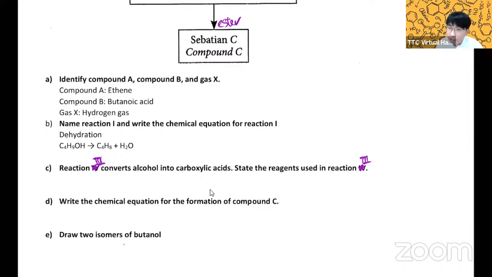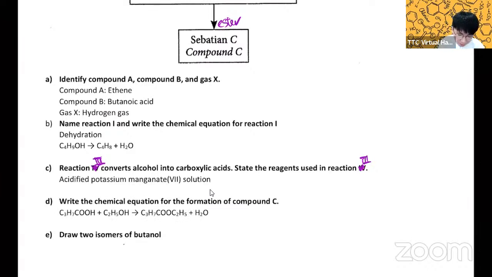Oxidizing agent. You get it? I add an oxidizing agent so that this agent can oxidize the chemical that I want. So what can I put? Acidified potassium manganate(VII), or acidified potassium dichromate(VI). It's up to you. Okay.